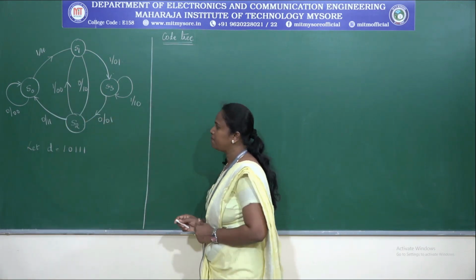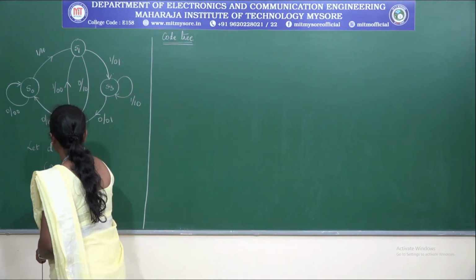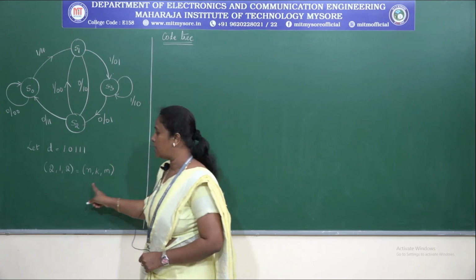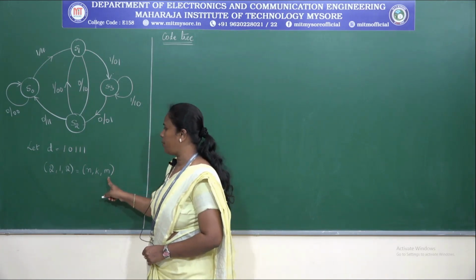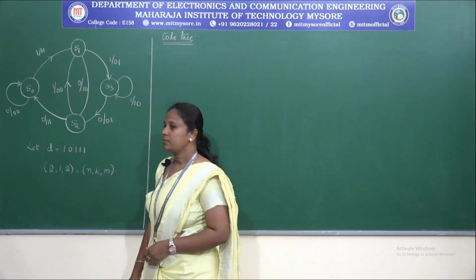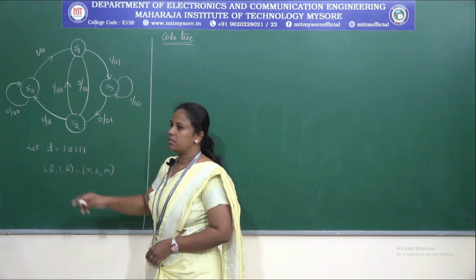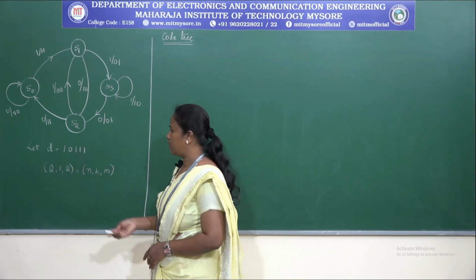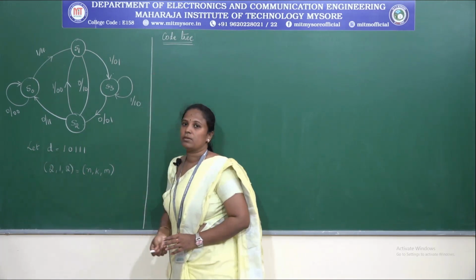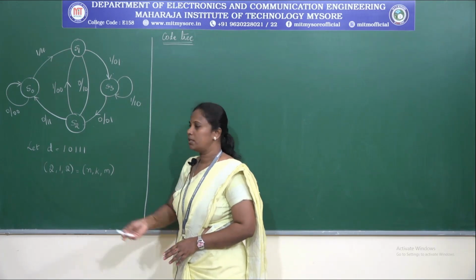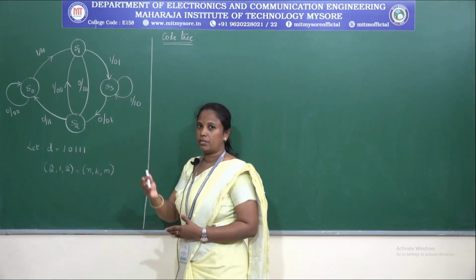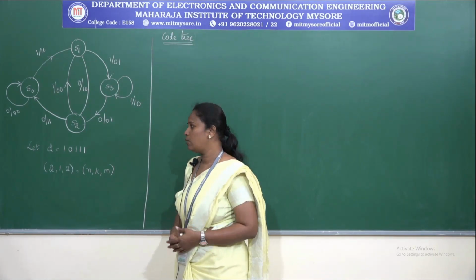It is 10111, and these are the values with respect to n, k, comma, m, that is 2, 1, 2. Now, whenever we are going to construct the code tree, depending upon the message input D, it is going to make a transition of the code tree upwards or it is going to make a transition downwards.